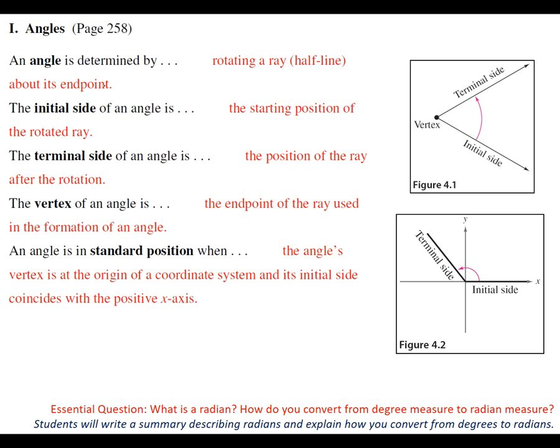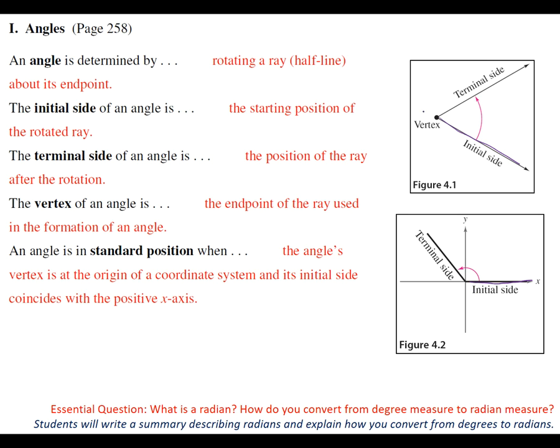So, an angle is determined by rotating a ray or a half line about its endpoint. So this is an angle, this is another angle, right? An initial side is the starting position of the rotated ray. So we have a side that we start with, okay? The terminal side is the position after the rotation. So basically they're saying you take this initial side, you draw it, and then you take it and you rotate it, and that's what we call the terminal side or the end side.